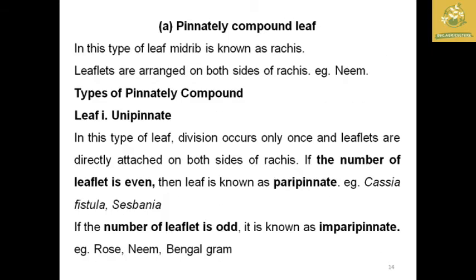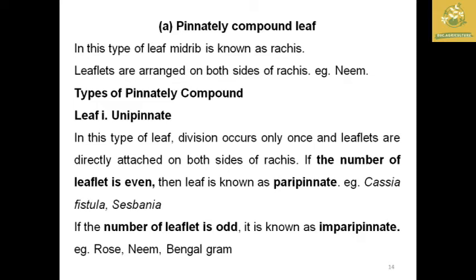After that, in the pinnate compound leaf, the midrib is known as the rachis, and the leaflets are arranged on both sides parallel to it, example neem. And while seeing about the types of pinnate compound leaves, the first one is unipinnate. Even in compound leaves of pinnate type, there are some other classifications. In this type of leaf, the leaflets occur only once.